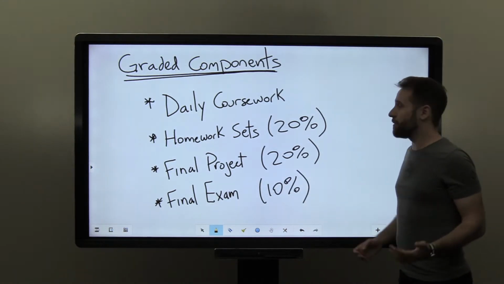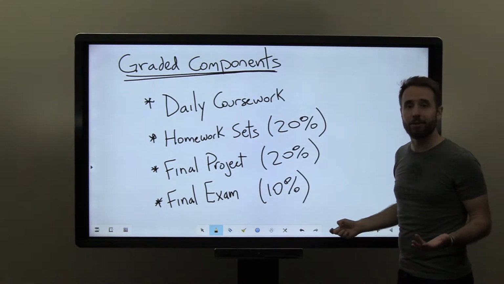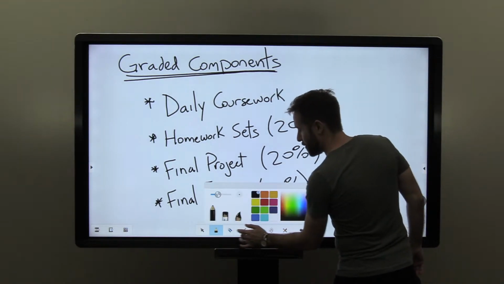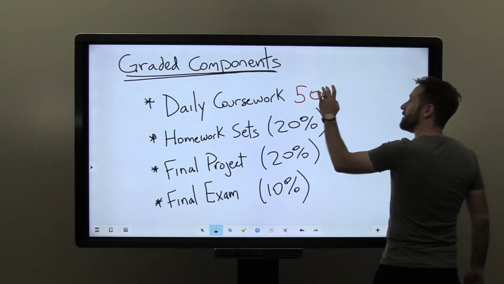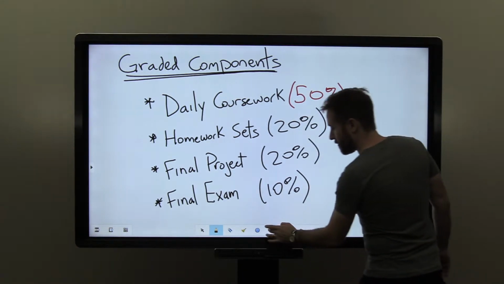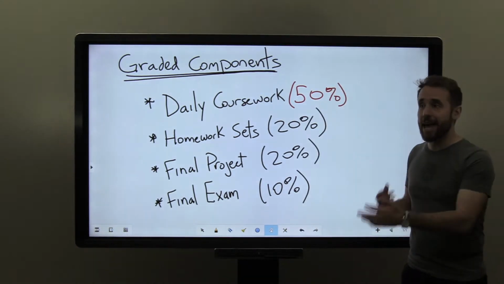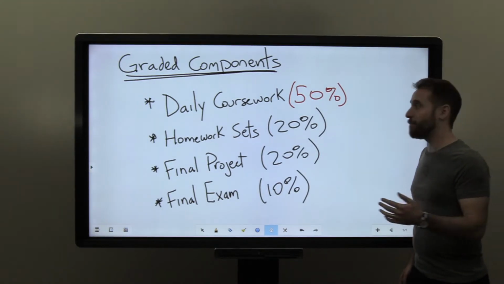So with all of that, your homework sets, your final project, and your final exam, that is 50% of your total grade. And that means that we still have 50% of your grade that will be left for our coursework. Right? And so that will be our daily ebb and flow of the class. And let's look at that a little bit and see what that will look like.